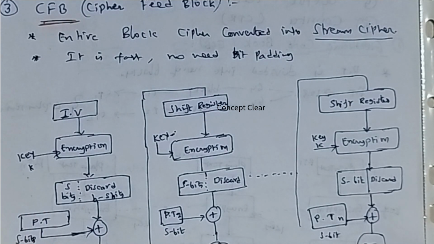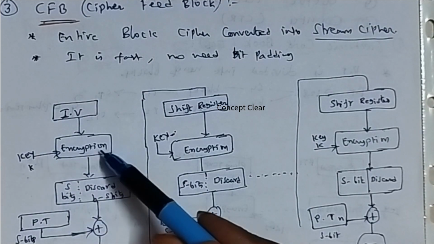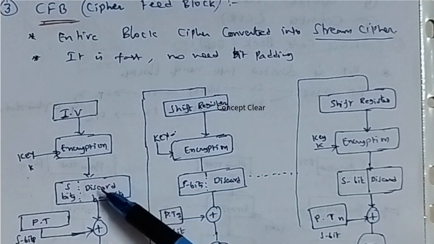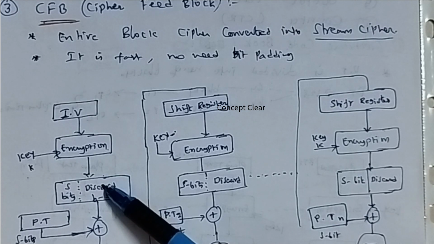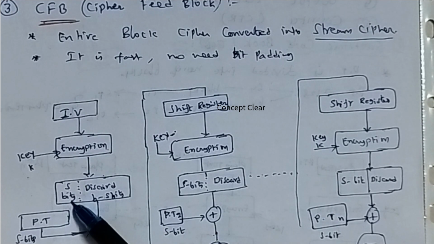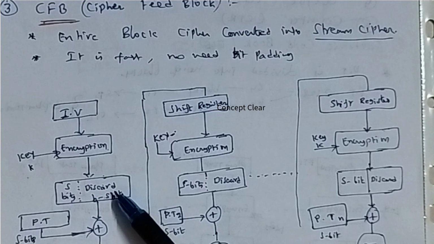Okay, the size of the plain text segment is s bits, and we encrypt the n bits of the top register with the help of the key. Then we get n bits of ciphertext. From those n bits of ciphertext, we select the s most significant bits. The s value should be greater than 1 and less than n.